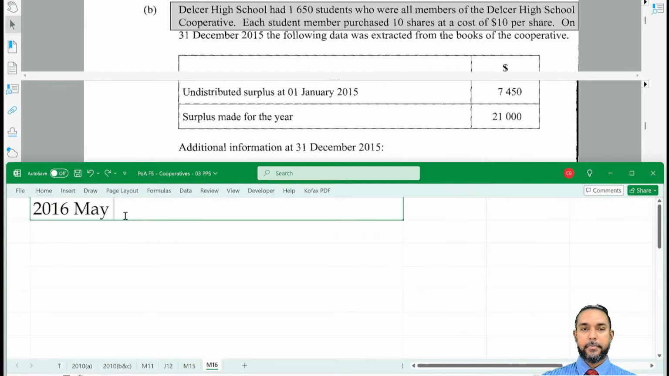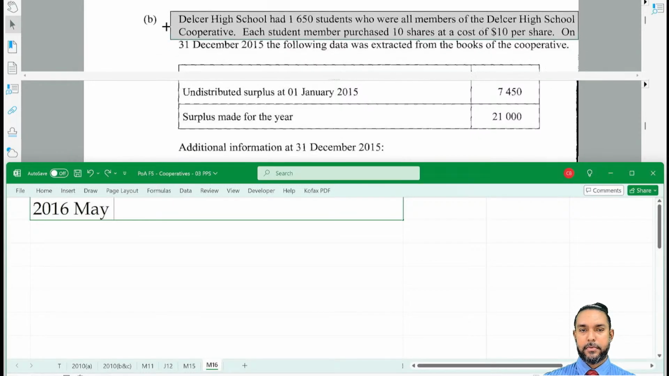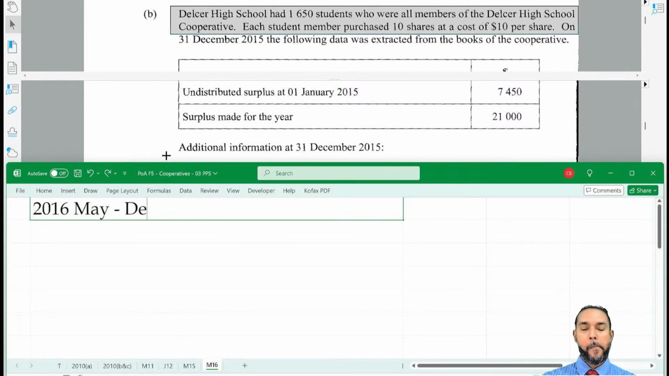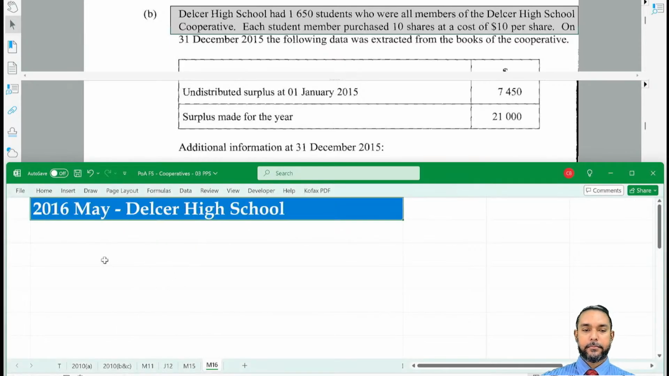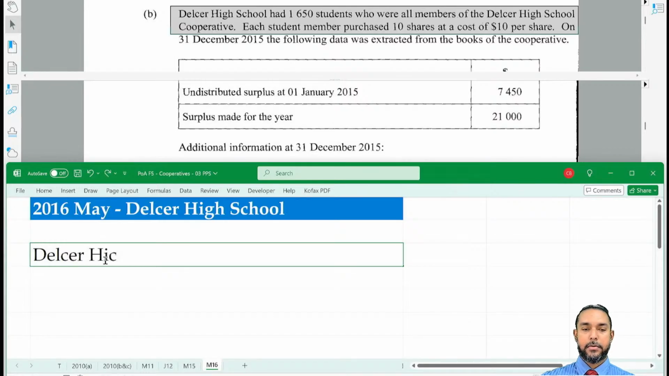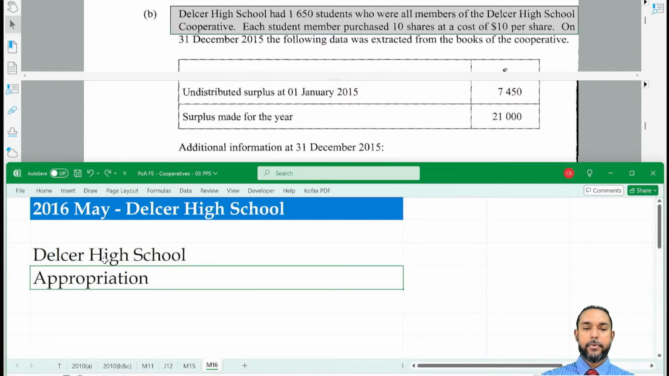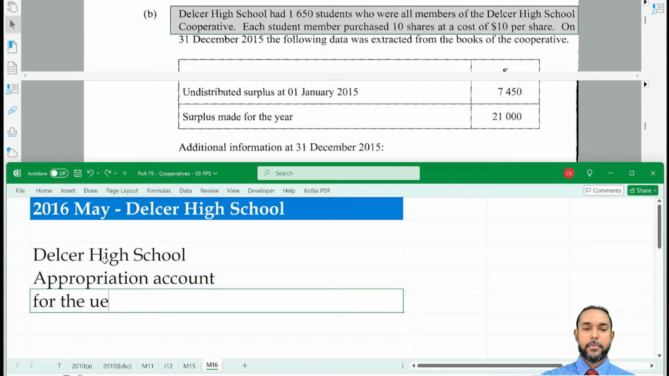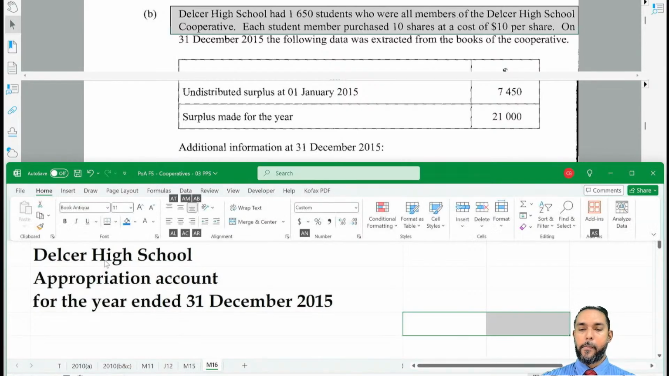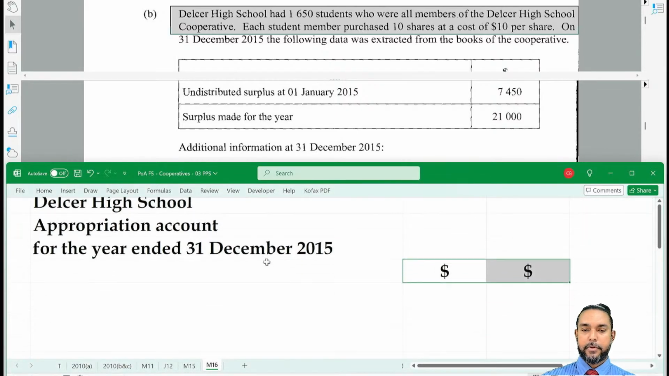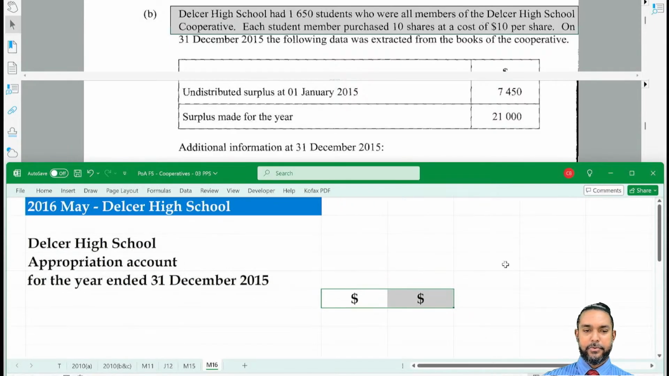So 2016 May. Delco High School. Appropriation account for the year ended 31 December 2015. Okay, I guess we could zoom out. Don't need 270, so 220 is fine.